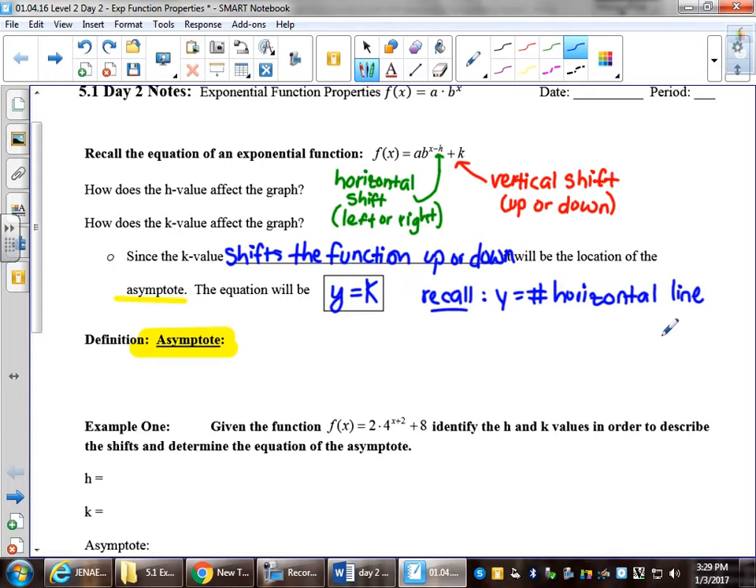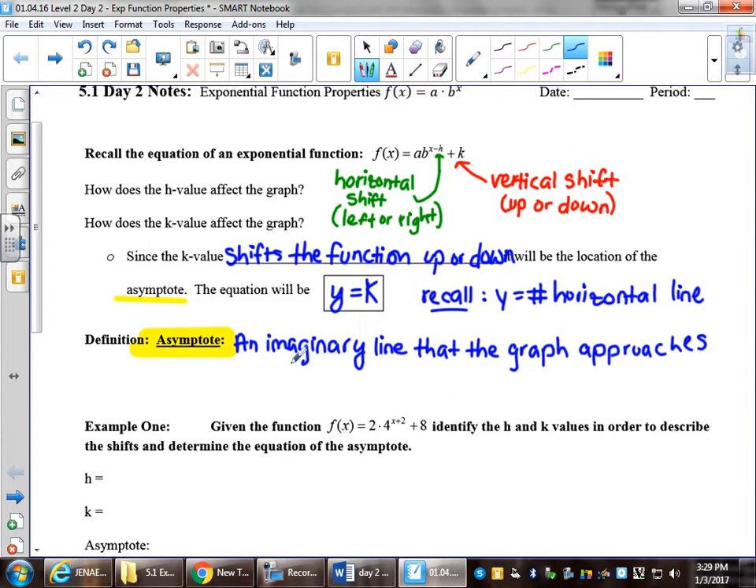So prior knowledge really does come into play. For example, right here. Let's really understand what an asymptote is. So by definition, an asymptote is an imaginary line that the graph approaches but never touches. An imaginary line that the graph approaches but never touches.